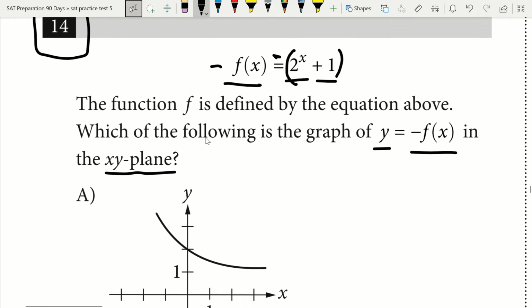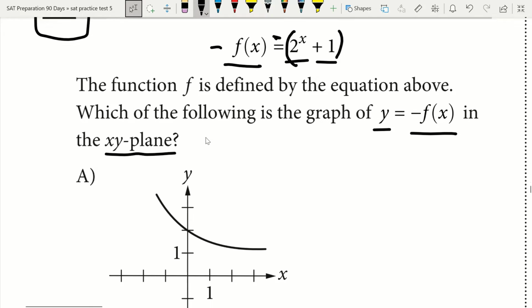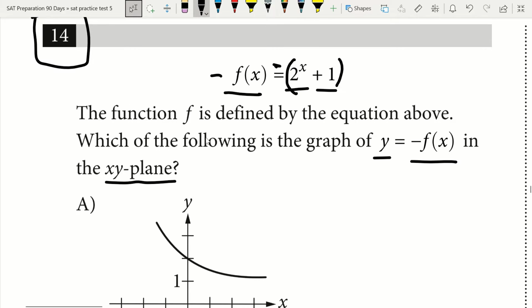Now the first thing that I'm going to look for whenever I'm graphing an equation is obviously where my y-intercept is going to be. So my y-intercept is going to be where x equals 0. So if I put a 0 in here for x, then I'm going to have 2 raised to the 0 power. Now anything raised to the power of 0 is 1.